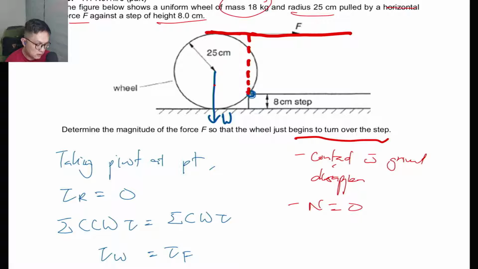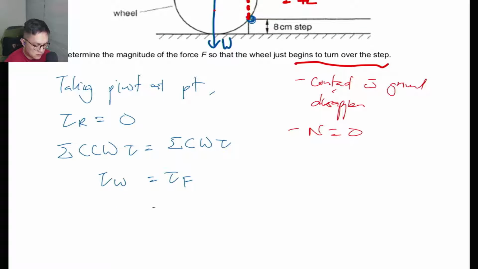So this will become this. This xf will just become 25 times 2 minus 8, so I get 42 cm. Once I have that, I can write it down at the bottom. So this will become f times 0.42.